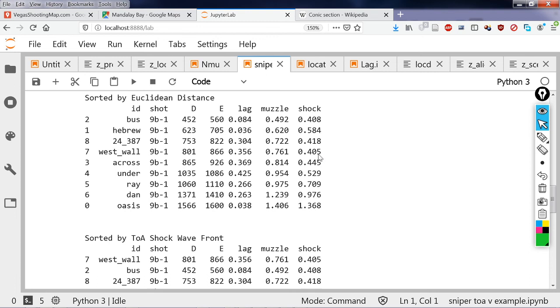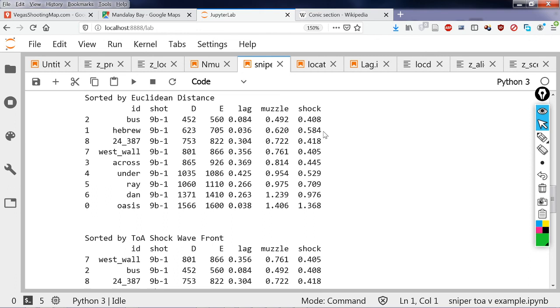Okay, so let's take another one. So here we have somebody out there in the middle of the stage at roughly 1,100 feet, and the supersonic crack arrives there at 0.529 seconds. But yet that's the same as somebody at 700 feet over there in the Luxor parking lot. And you say, how can that be?